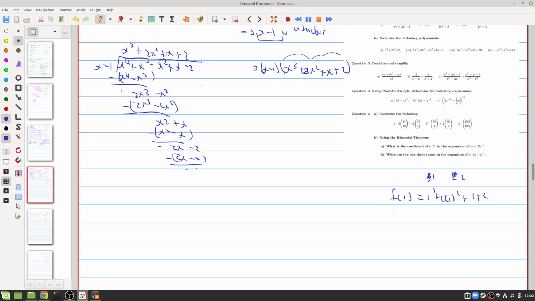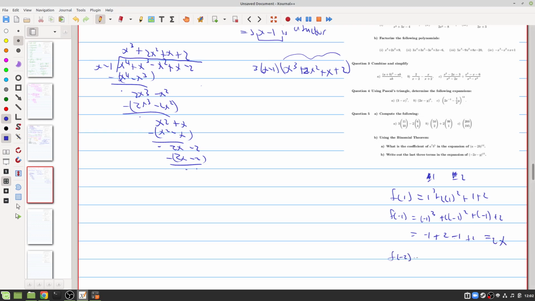Then what about f of negative 1? So that's going to give us negative 1 cubed plus 2 times negative 1 squared plus negative 1 plus 2. Okay, so negative 1 cubed is negative 1 plus 2, because negative 1 squared is positive 1, then minus 1 and plus 2. Okay, so that's going to give us 4 minus 2, which is 2. So that's not 0, so this doesn't work.